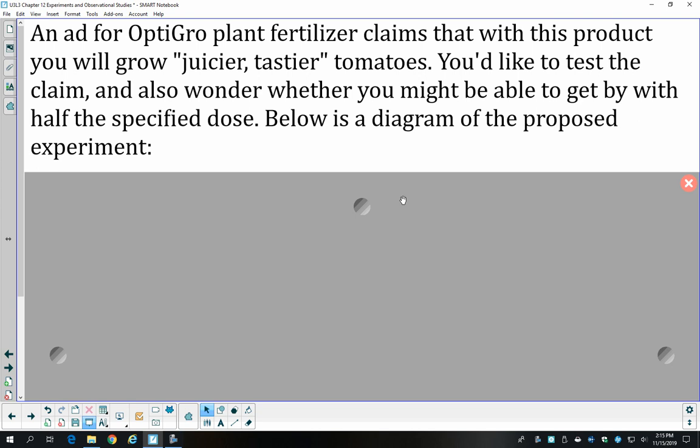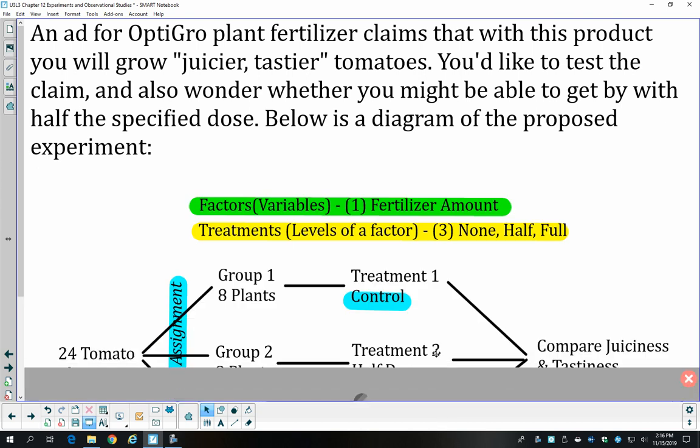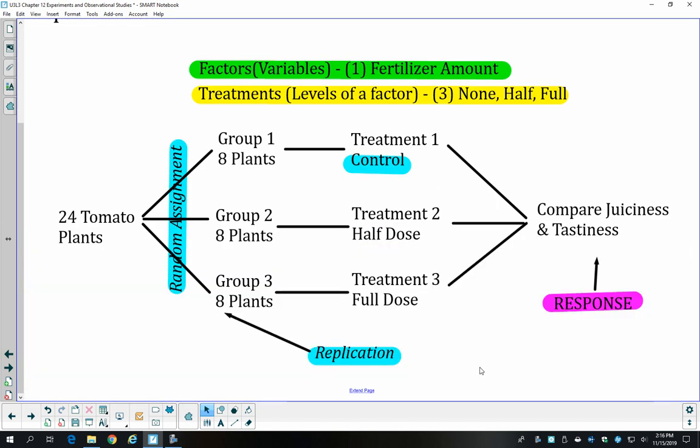So this ad is claiming that this OptiGrow fertilizer will give you juicier and tastier tomatoes. And so somebody has decided, let's do an experiment to see if that's actually true. So I have below here sort of what a design of an experiment might look like.